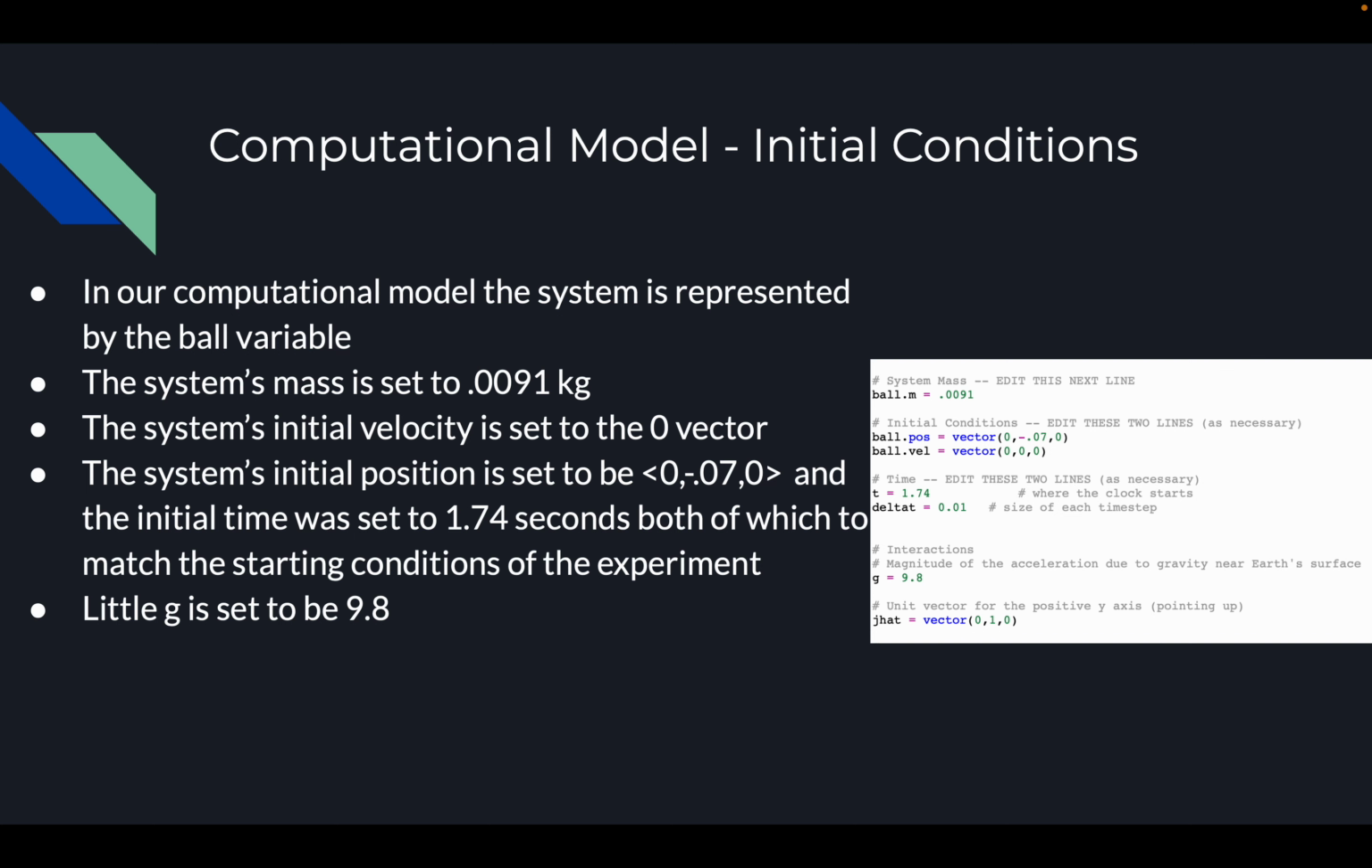The next step was to create our computational models. For our initial conditions, we set mass to be 0.0091 kilograms, initial velocity to be the zero vector, the initial position to be 0, negative 0.70, and the initial time to be 1.74. These are all the values that match the initial conditions of the data from our real-world experiment and thus are set to be the same for maximum accuracy.